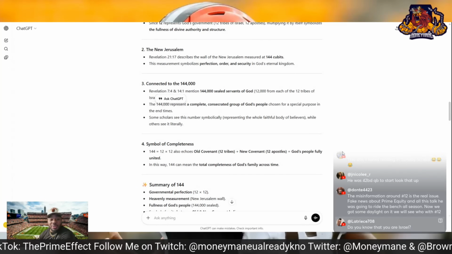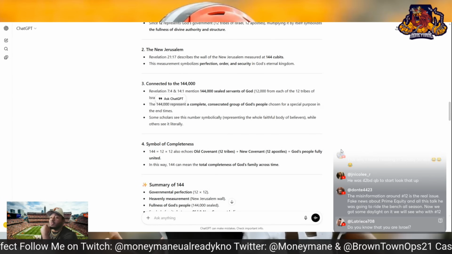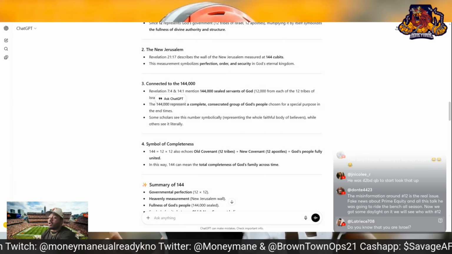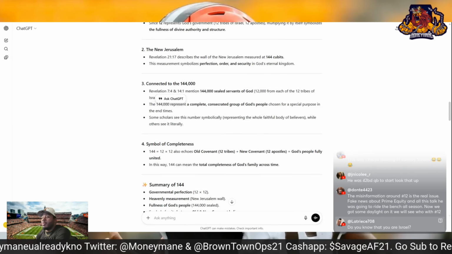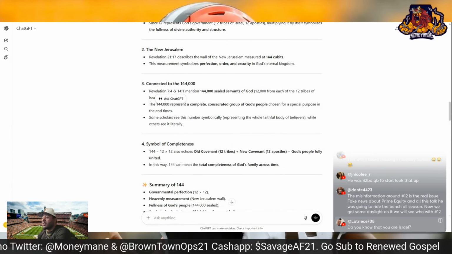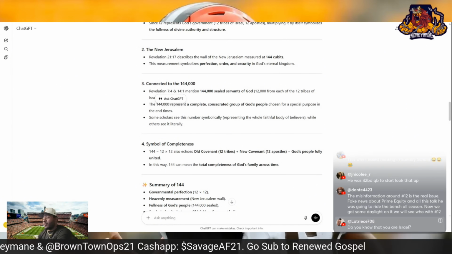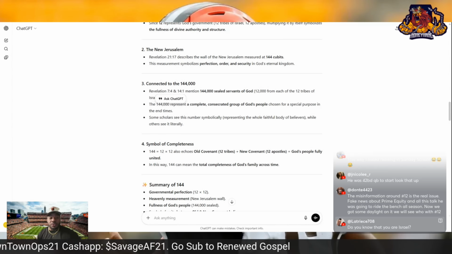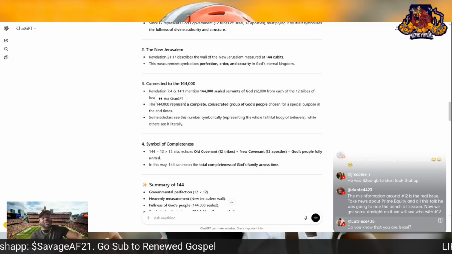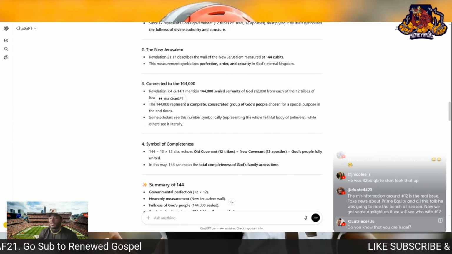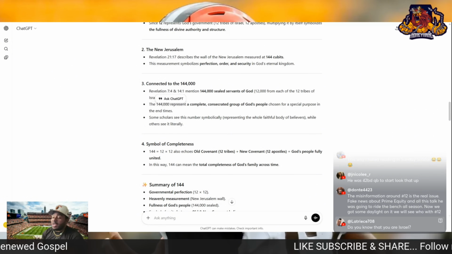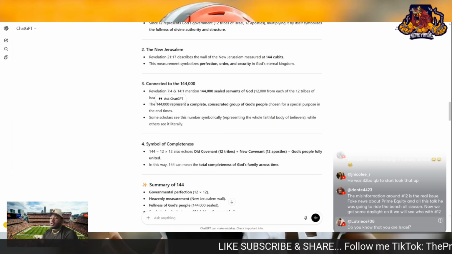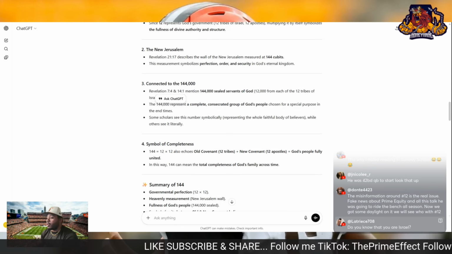Symbol of completeness. 144 equals 12 times 12, also echoes Old Covenant, 12 tribes, plus New Covenant, 12 apostles, equals God's people fully united. What we've been doing? We've been fully united behind 12. In this way, 144 can mean the total completeness of God's family across time.